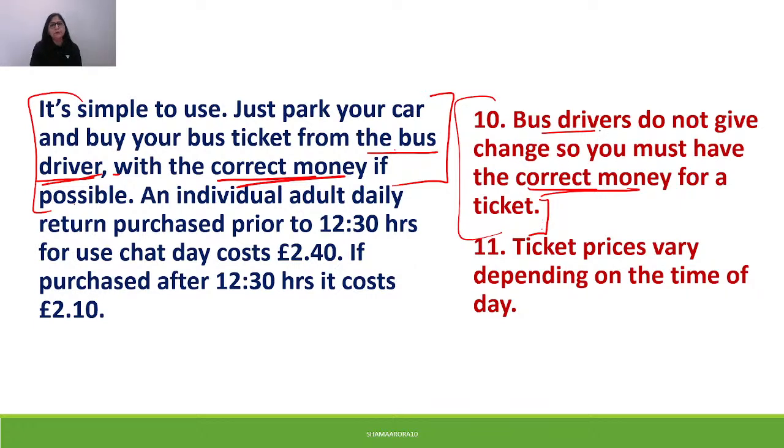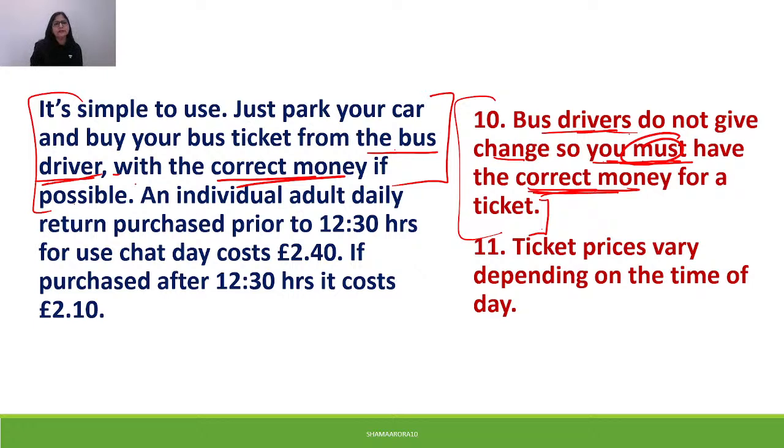The meaning of this particular statement is that you must have. Must means you have a compulsion. It's mandatory for you to have the correct money, right? Because bus drivers won't give you change. So it's a compulsion. It's mandatory for you to have the correct money for a ticket. So must means mandatory, compulsion.